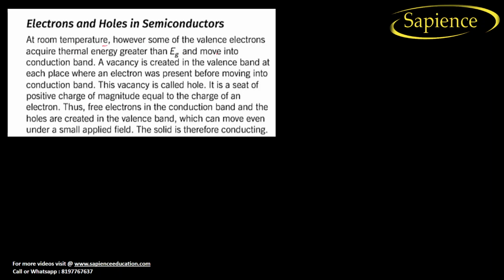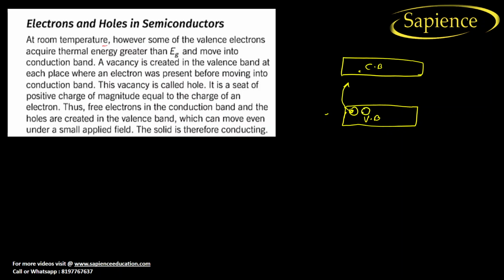So at room temperature, some of the valence electrons acquire thermal energy greater than Eg and move to the conduction band. Let us consider there is a conduction band and a valence band, right? So this is your conduction band and this is your valence band, and there is an electron in the valence band. What will happen if it gains some energy? It will enter into the conduction band. As soon as it leaves the valence band, a hole will be created, and here the electron will be there, right?